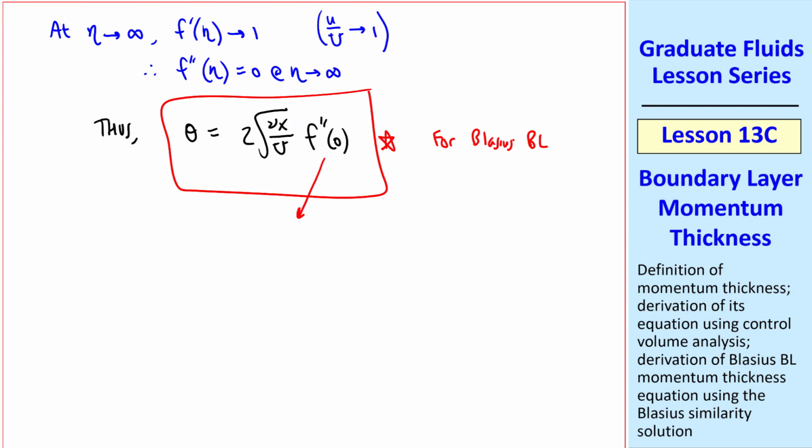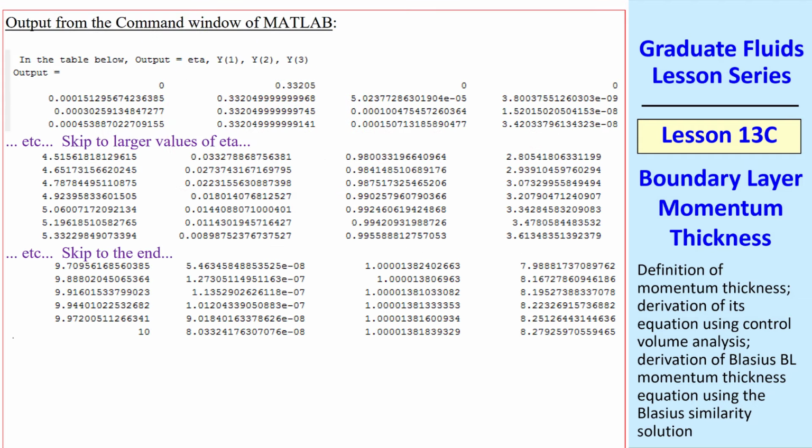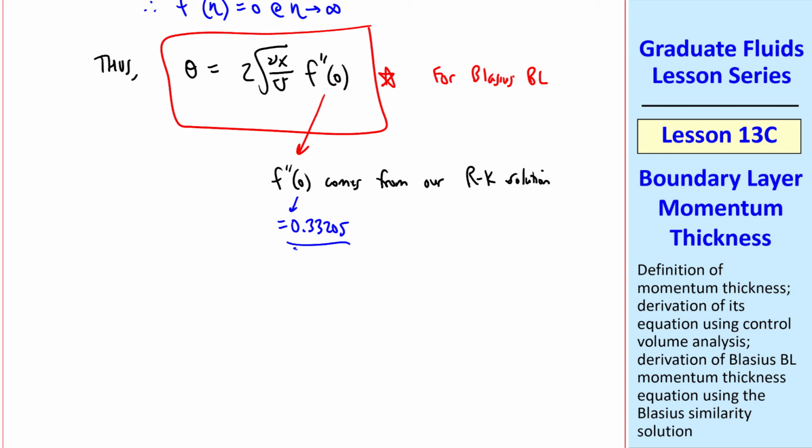Well, now all that's left is to find this value. F double prime of 0 comes from our Runge-Kutta solution, which I solved in MATLAB, and we've seen this before. The columns are eta, f double prime, f prime, and f. And if you recall, we had to guess the value of f double prime at eta equals 0, and we kept guessing until f prime goes to 1 at what we're calling infinity, and our value was 0.33205. So f double prime at 0 is 0.33205, which I write here as well.